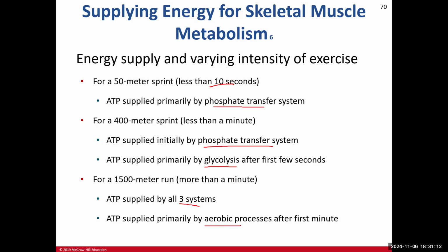So for short bursts of energy, primarily the phosphate transfer system. For something sustained a little bit longer, we're going to use the phosphate transfer system and then glycolysis. And for a long, drawn-out activity, we're going to use all three, but primarily we're going to utilize the aerobic cellular respiration.